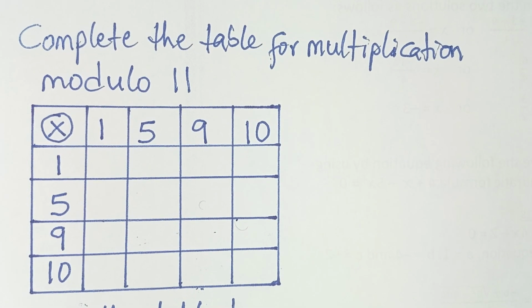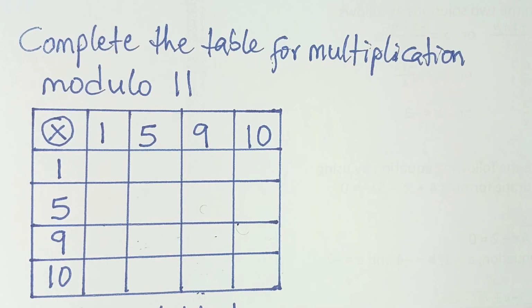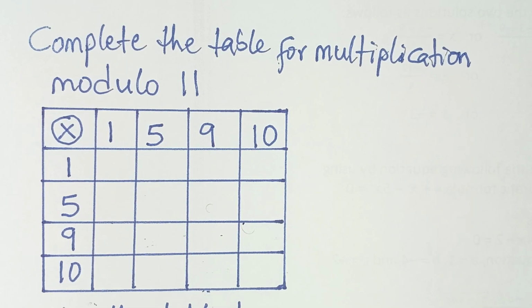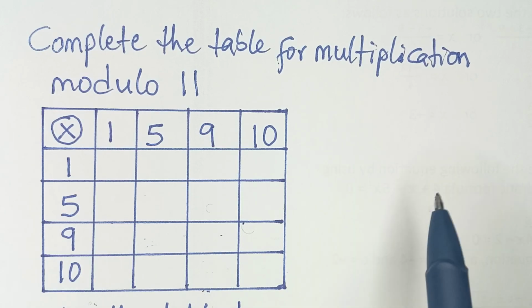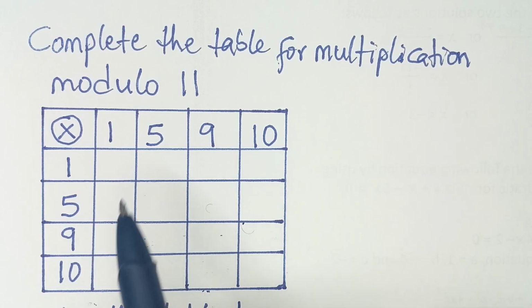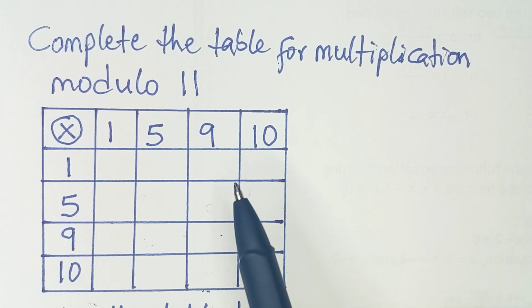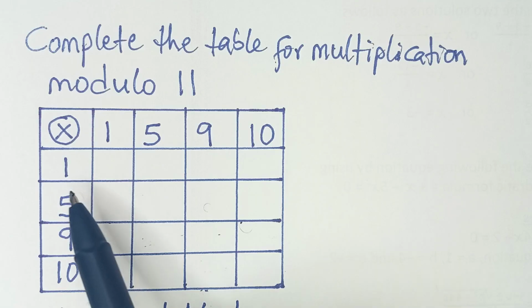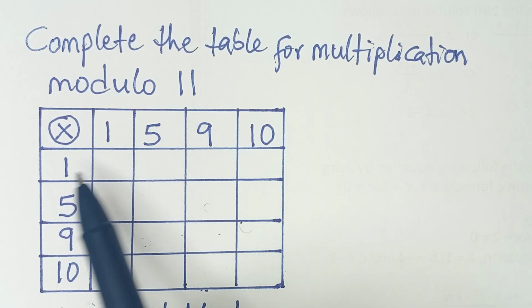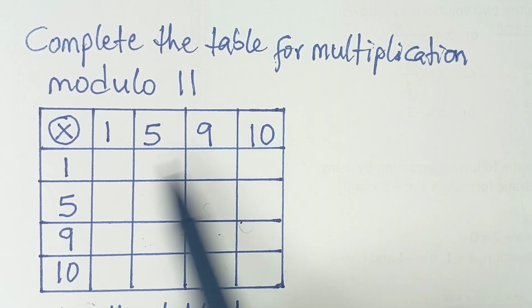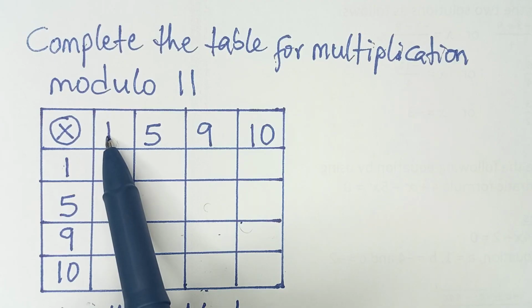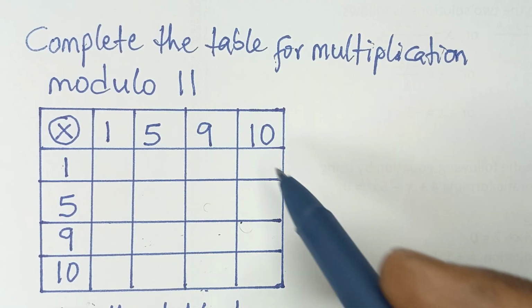For us to complete this table, what we just need to do is to remind ourselves that modular arithmetic is like a remainder arithmetic. So what that means is that what we'll be putting down in this table has to do with remainders. So now the first part of the question is that we should complete the table by multiplying these values. So 1 multiplied by 1 is 1.